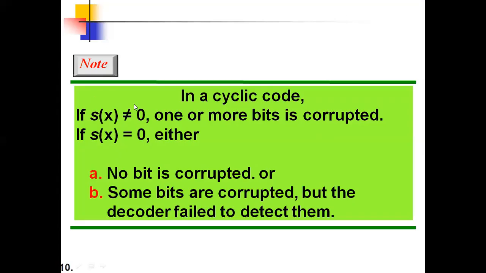So the final conclusion, that is what I said. If f of x is not equal to 0, then one or more bits are corrupted. If it is equal to 0, then either no bit is corrupted, or some bits are corrupted but the decoder failed to detect them. So if the remainder is 0, that is nothing but no error has occurred, or our detector has not been able to detect the errors. Only those two conditions. If it is not equal to 0, directly we can say that some bits are corrupted. So this is the conclusion we can draw from cyclic codes.